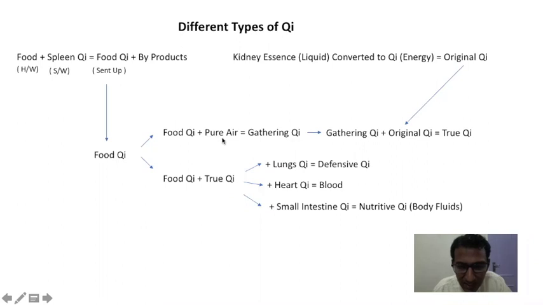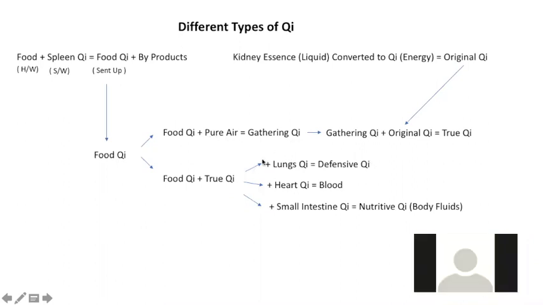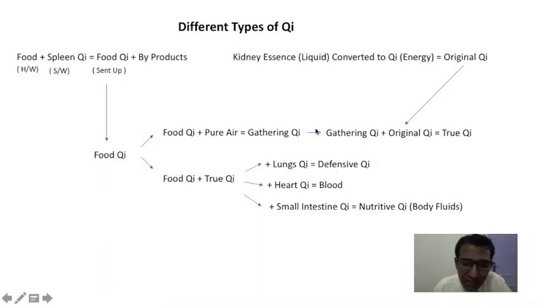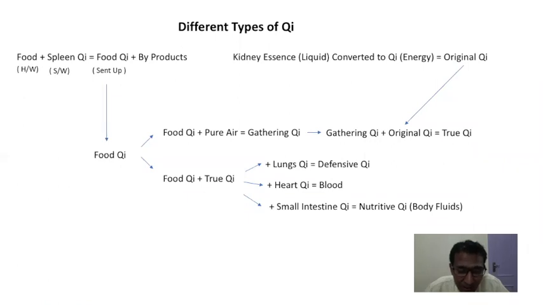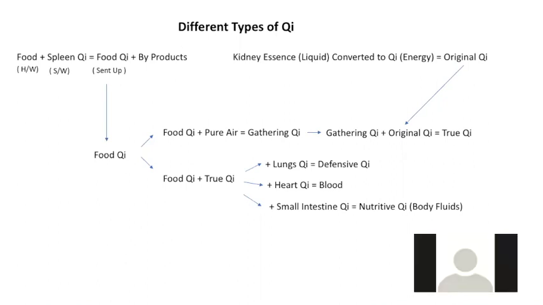So probably gathering key is defensive key. LI. Defensive key is under the skin. Oh, okay. So that's why it is associated with LI. Whenever there is a problem with skin, we try to look at the yang part, the yang organ, which is the LI. Okay.